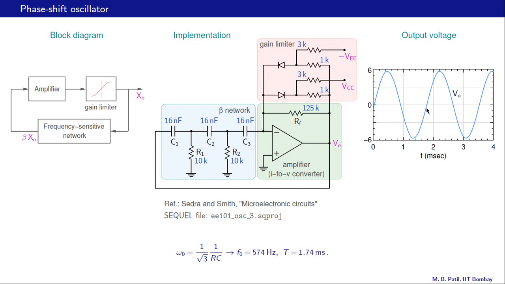Now the question that arises is, can we do something about this amplitude? The answer in this case is yes. We can play with these parameters here and use those to change the amplitude of the output voltage. And let us see how that can be done.